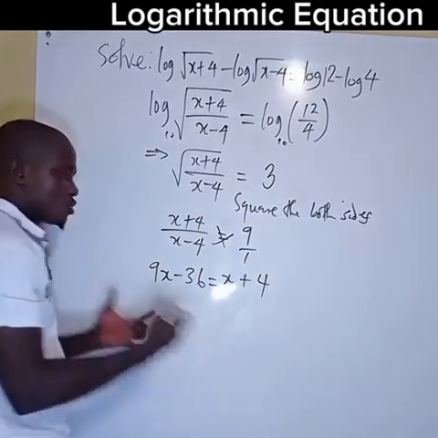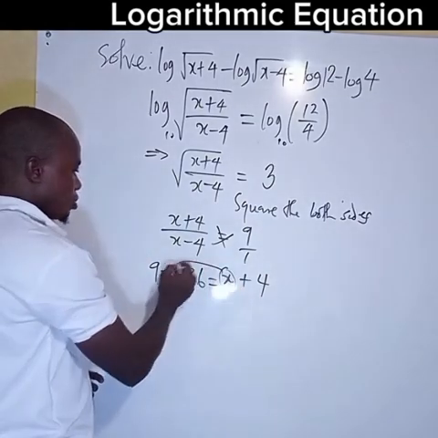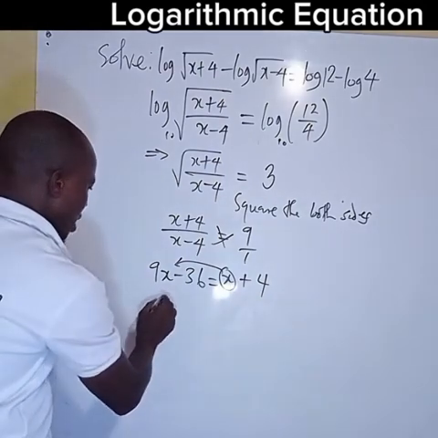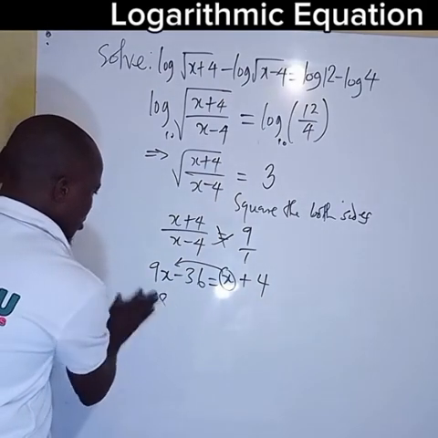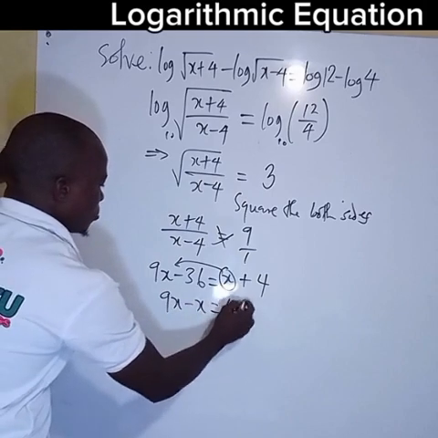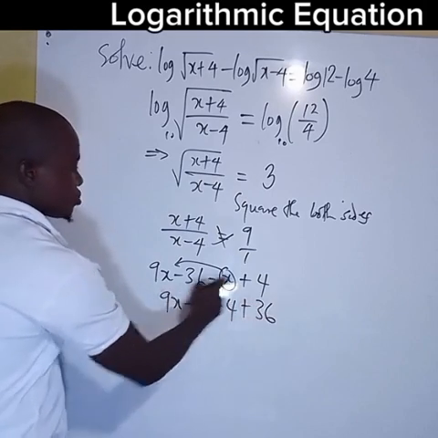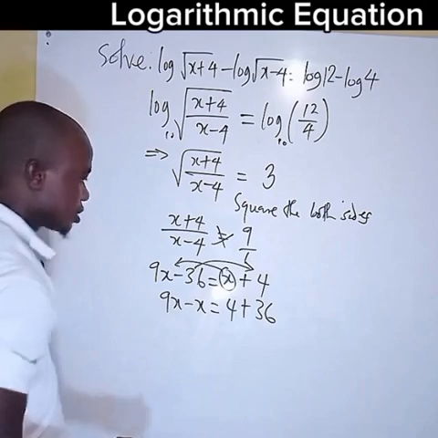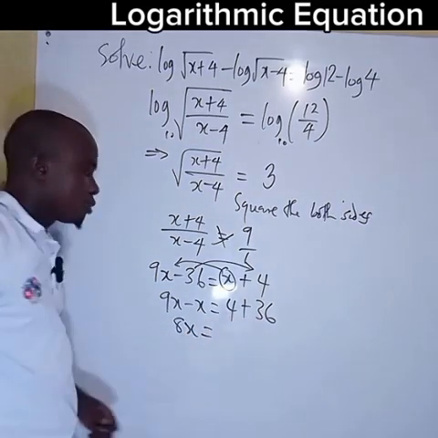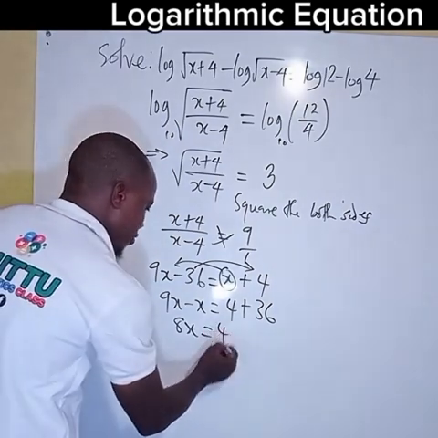Now from here, let's collect terms. We have 9x minus x equals 4 plus 36, because the minus 36 goes to the other side. So I have 8x equals 4 plus 36, which gives me 40.